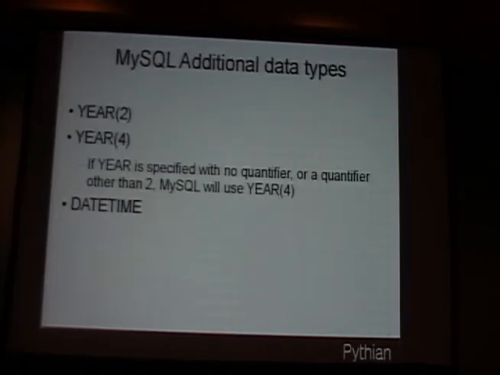MySQL additional data types: in addition to date, time, and timestamp, which we just saw, these are not in the standard, MySQL added them. Year 2, year 4, and datetime. So basically, it's year X, but there are only 2 values. There's 2 and anything else. If you specify year 1, MySQL actually uses year 4. If you specify year 5 or year 10, or you don't specify a quantifier at all, so you just say year, it's going to be year 4. So you basically have year 2 and everything else, which is year 4.